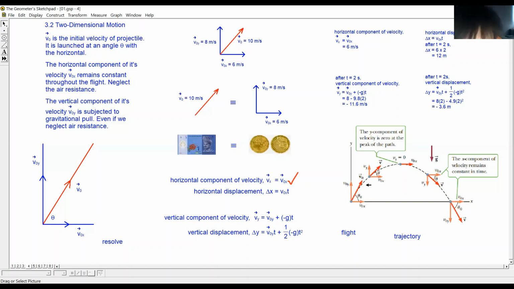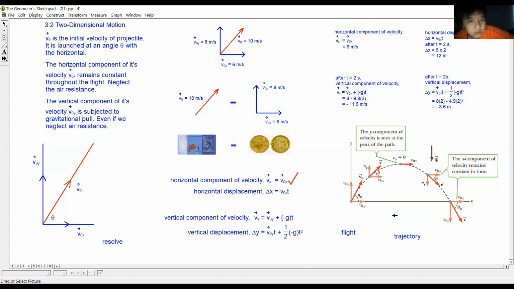Now, at every stage, you can resolve the velocity into two components. Now, the horizontal component at each stage along the path, or at each stage during the flight, it is the same. Because if there is no wind resistance, nothing will reduce the horizontal component of the velocity.